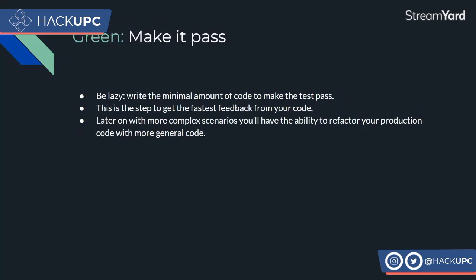The second step, the second cycle, is to write the code that is needed to make the test go green. And here it is about being lazy. Here you don't need to worry about over-engineering or making complex things. It's about putting the minimal amount of code that you need to make the test pass. You will worry about it on a further scenario where you have the freedom to modify the code to your taste or simplify it as needed.